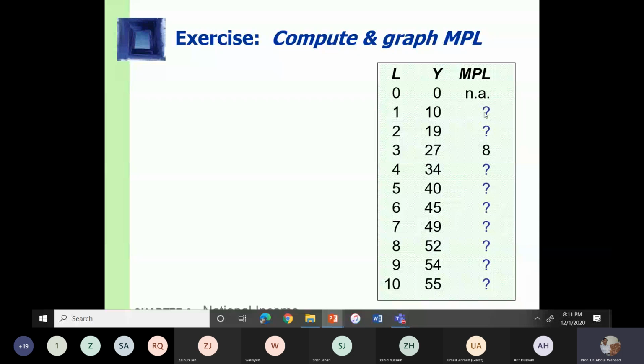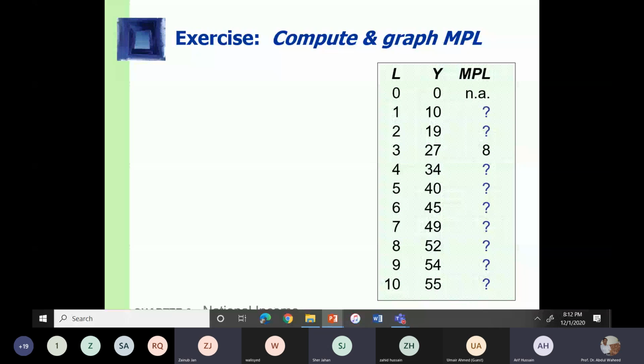What would be the marginal product of second labor? 9. Change in output divided by change in labor: 19 minus 10 divided by 2 minus 1. So here we have 9. Third, it is already written, 8.